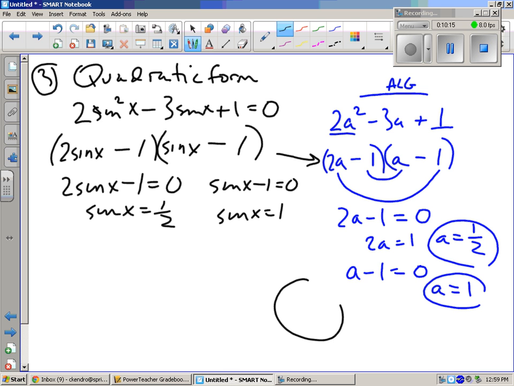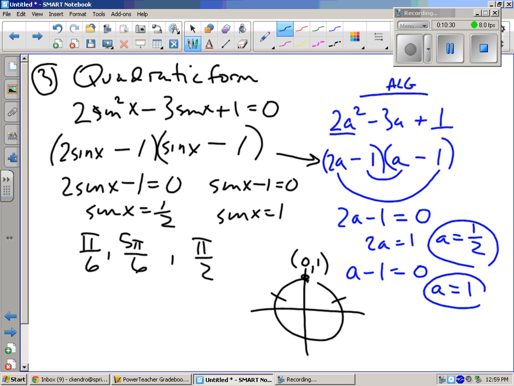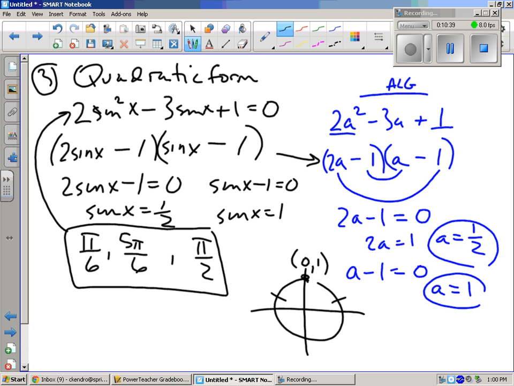On your circle, sine is a half here and here, so pi over 6 and 5 pi over 6. Sine is 1 up here, remember 0, 1? So that would be pi over 2. So those are our three answers that make this equation up here true.